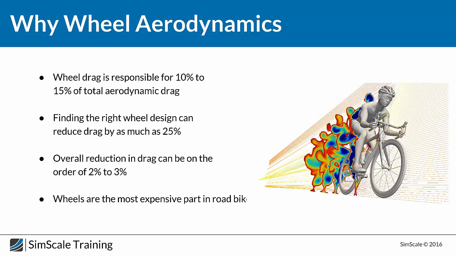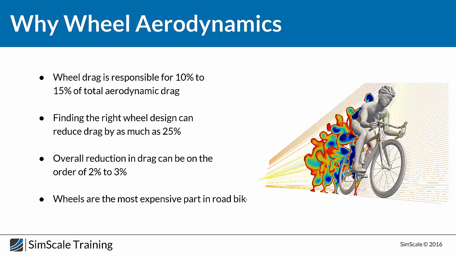So for our case study, we have decided to work on the front, or let's say both wheels of the bike. But why exactly have we decided to work on the wheels, or the tires of the bike? First of all, because the wheel drag is responsible for 10% even to 15% of the total aerodynamic drag of the bike. So that's why it's really important to investigate this part. One other important thing is finding the right wheel design can reduce the drag by as much as 25%.